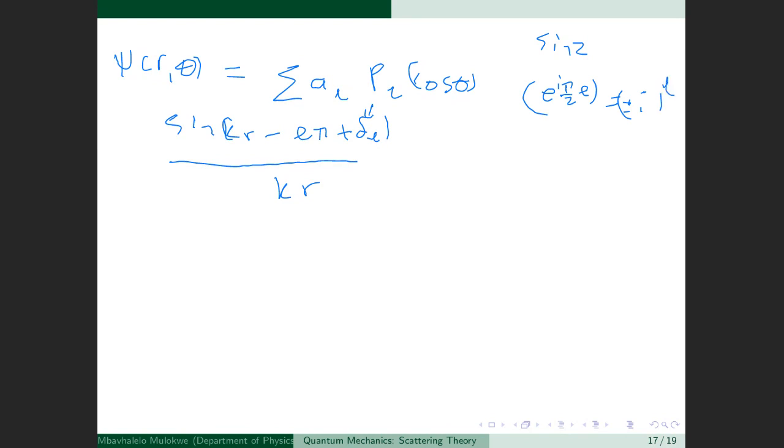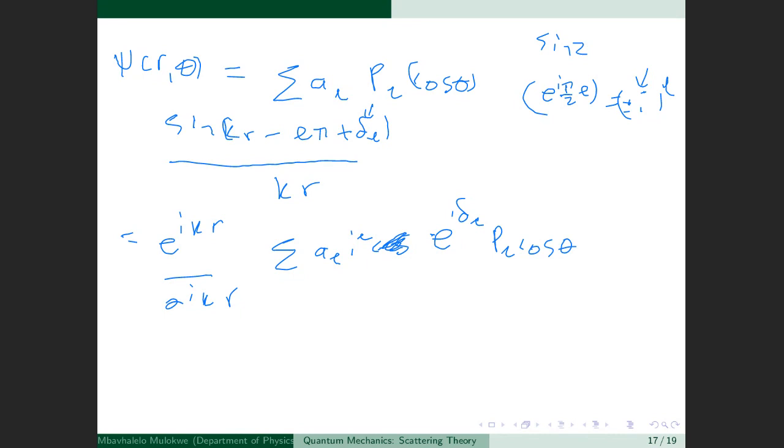To rewrite this expression, you group the terms that will be coming with the positive form of the exponential. So this gives you e to the ikr over 2ikr, sum over AL, i to the L, e to the i delta L, PL of cos theta. Let's just start with the minus: minus 1 plus e to the ikr over 2ikr, AL minus i to the L, e to the i delta L, PL of cos theta.